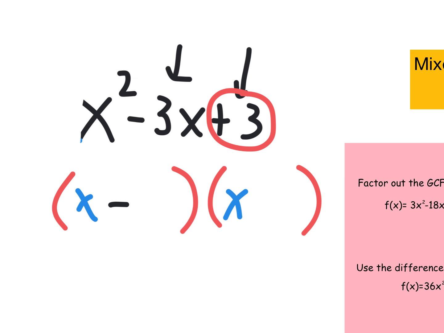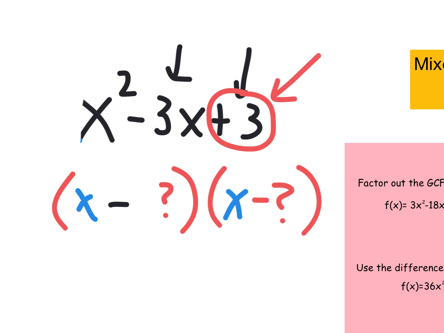Is the last number negative? No. So it's not a plus and a minus. What does that tell you? Must be a minus and a minus. And why would that be? Because whatever numbers I put here and here, a negative times a negative will make a positive.